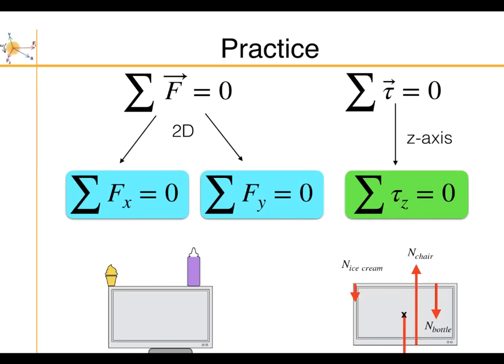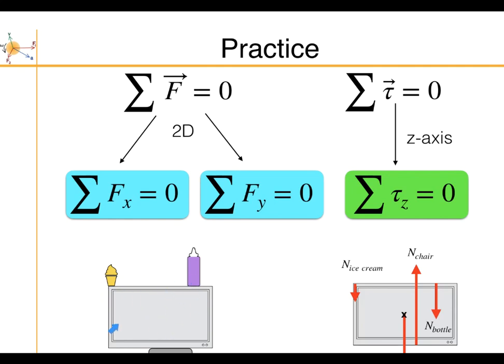And since we're going to be working in two dimensions, sum of the forces equals 0 could be three equations, right? X equation, Y equation, and Z equation. We're mostly going to solve two-dimensional equations. So here I have a TV on a chair with a bottle and an ice cream cone for some reason.